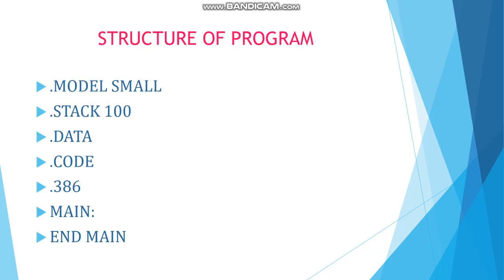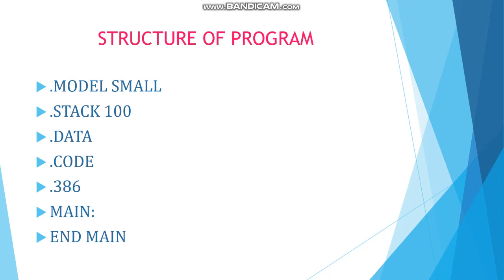Then here we have already studied the structure of an assembly program in NASM. The structure is nothing but section .data, section .bss, section .code. Similarly, the structure here is somewhat similar, but with minor changes. The changes that we need to see here. The first change is we need to mention the model first.